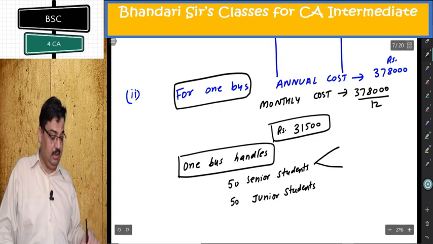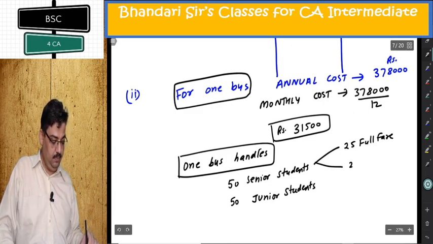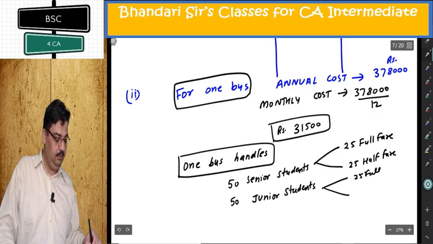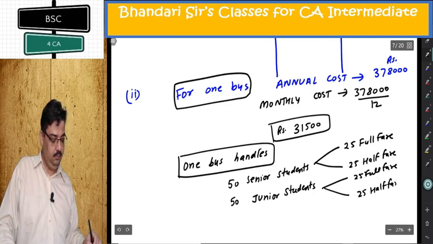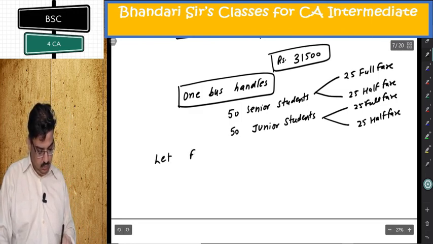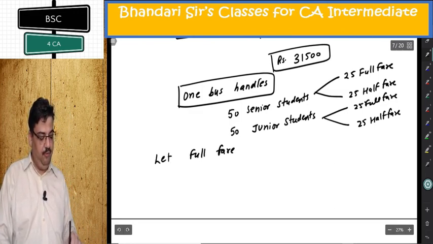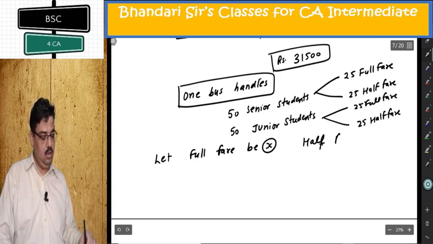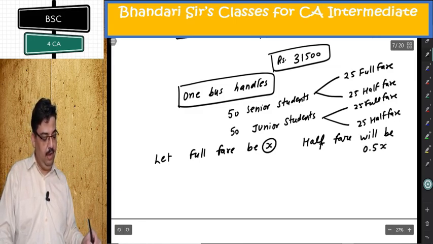50 students are further classified. 25 full fare, 25 half fare. Here also 25 full fare, 25 half fare. Let full fare be X, half fare will be 0.5x.